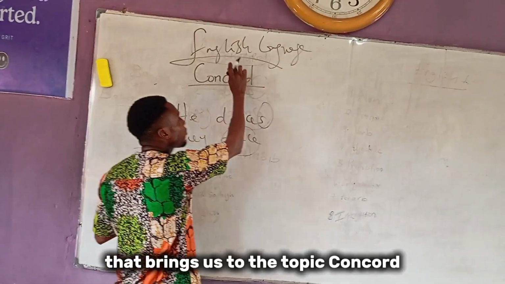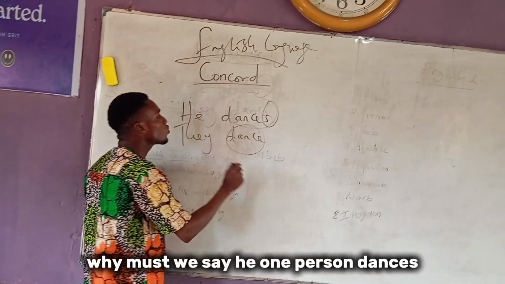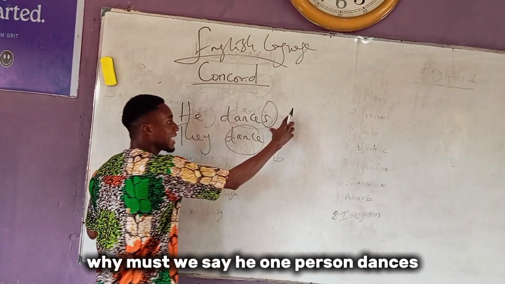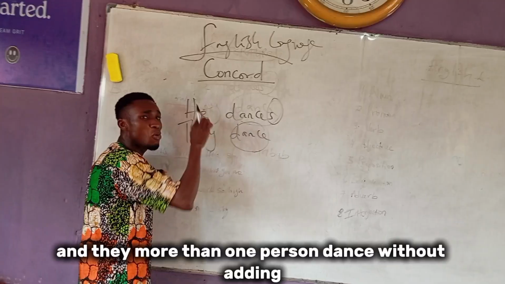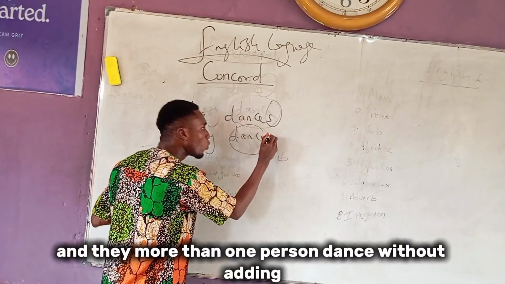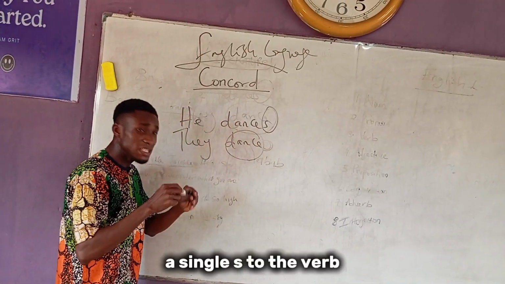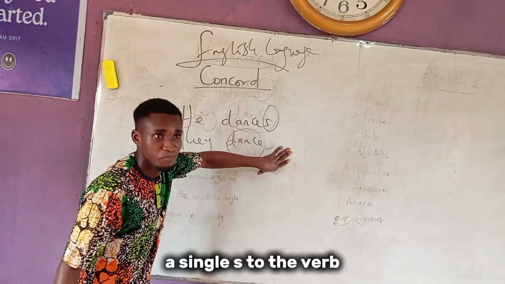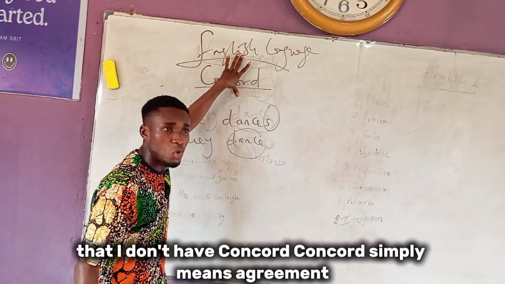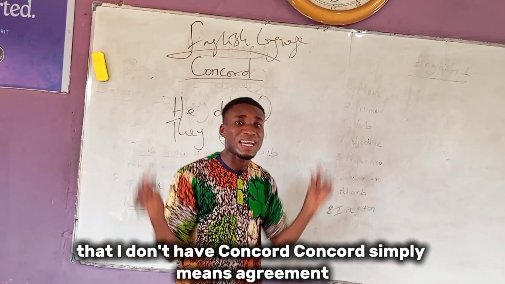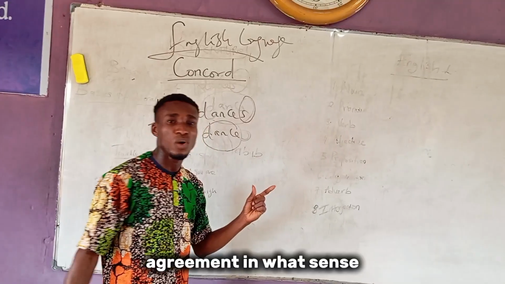That brings us to the topic, Concord. Why must we say he, one person, dances, and they, more than one person, dance, without adding a single S to the verb? That will have concord. Concord simply means agreement. Agreement in what sense?